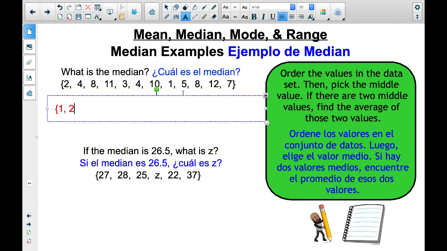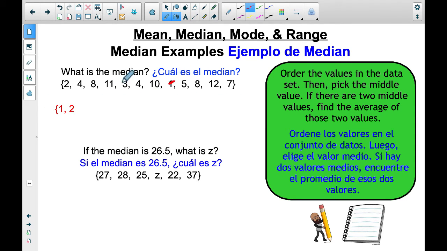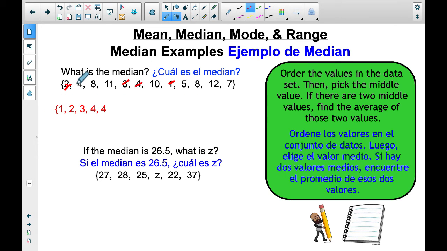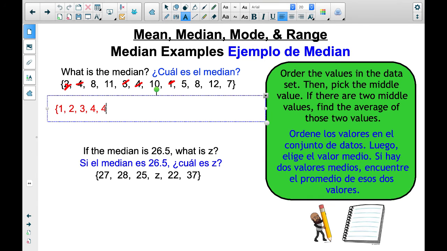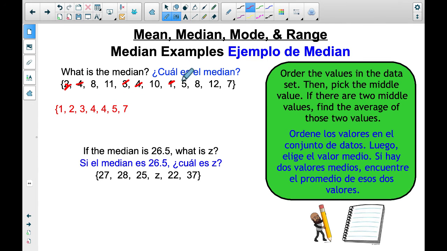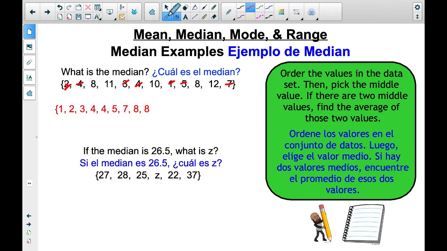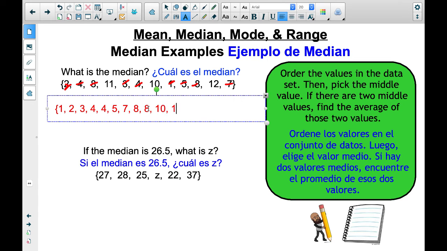Smallest number is 1, then I see a 2. I'm going to cross them out to keep track. And then I see a 3 here. And then I see 2 4s. So 4 may be my mode, who knows. Moving forward, I see a 5. I see a 7. Notice the organization. Then I see 2 8s. So 8 is also a mode currently because that's also repeated twice. And then I see just 10, 11, 12.